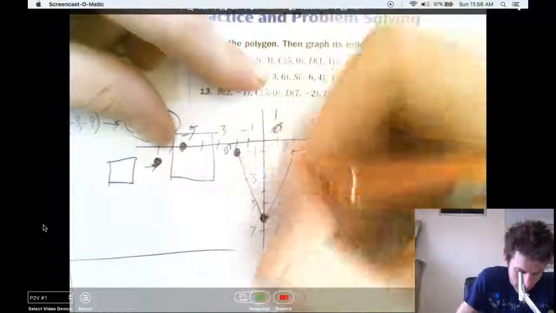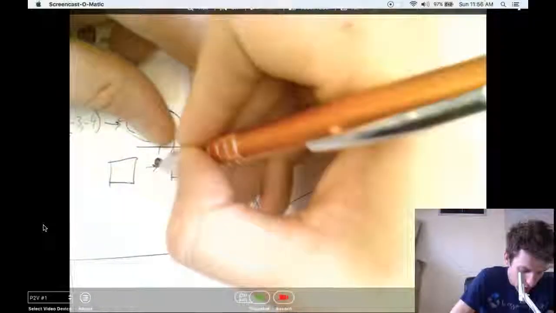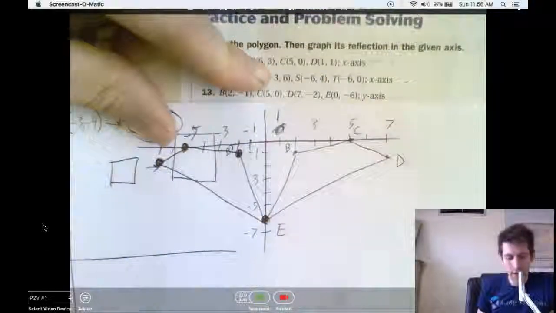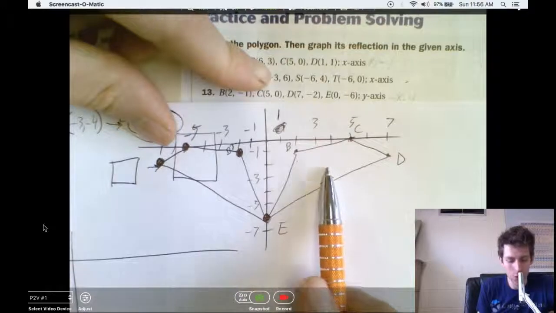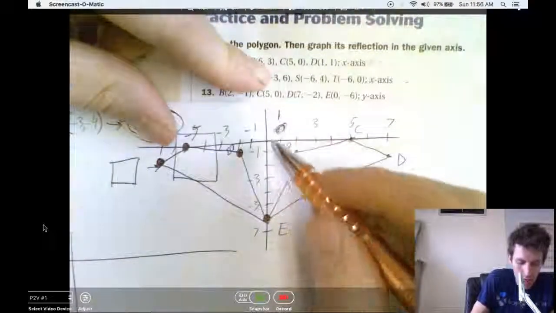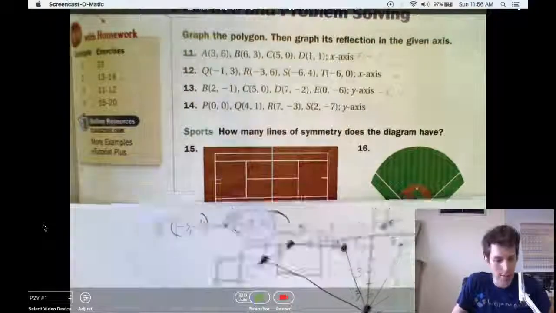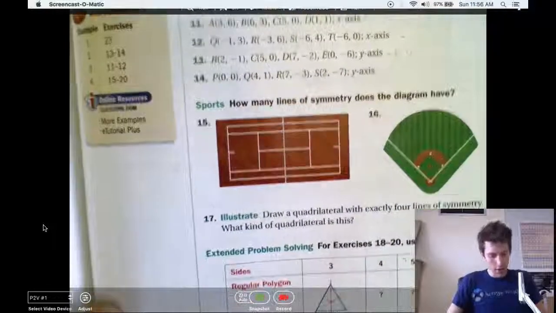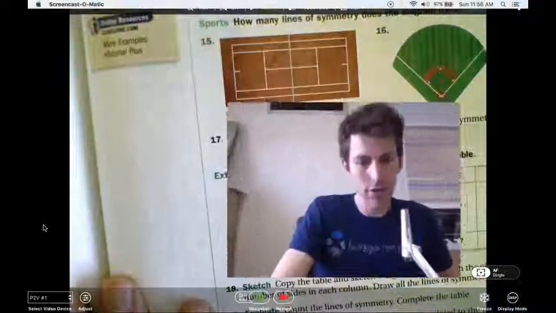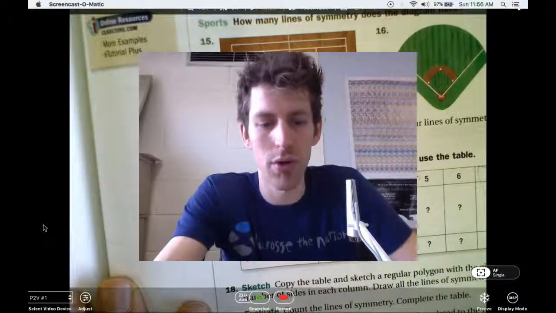So let's draw that and see if that looks like a reflection. Does that look like a reflection in the y-axis? Does to me. Yes, it is. So that should be enough to get you on your way.